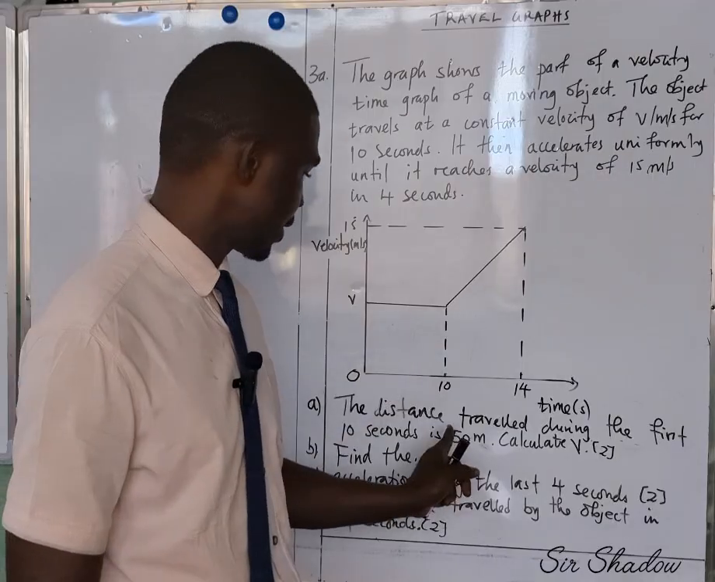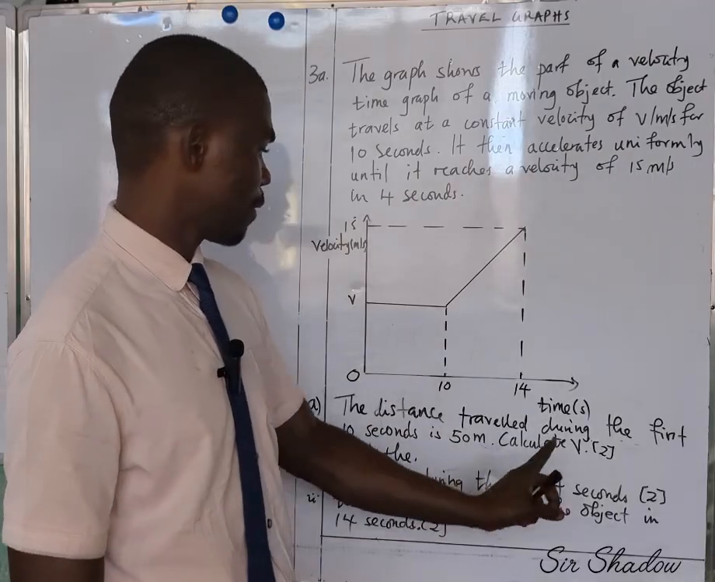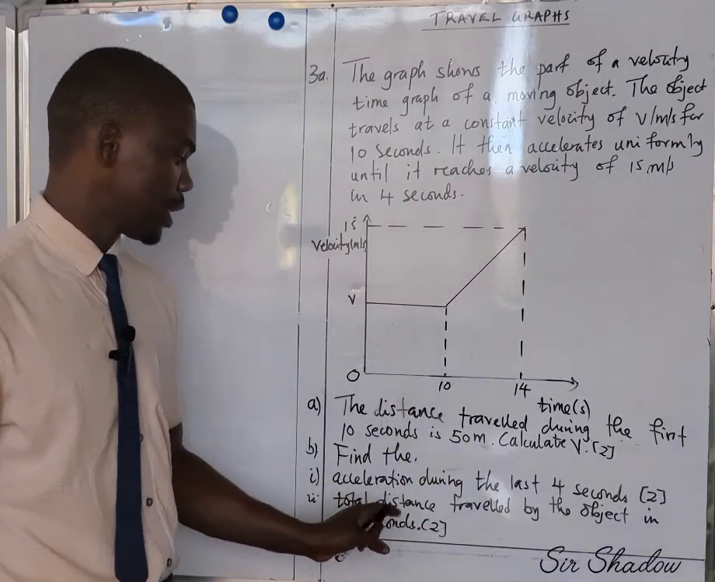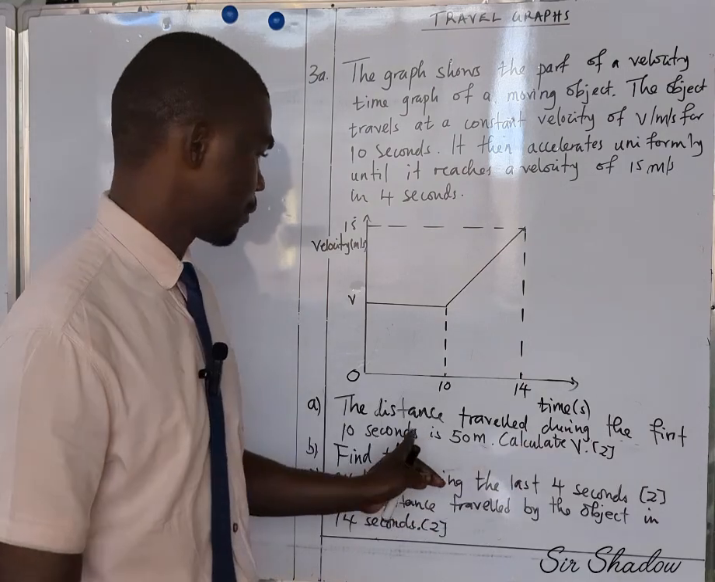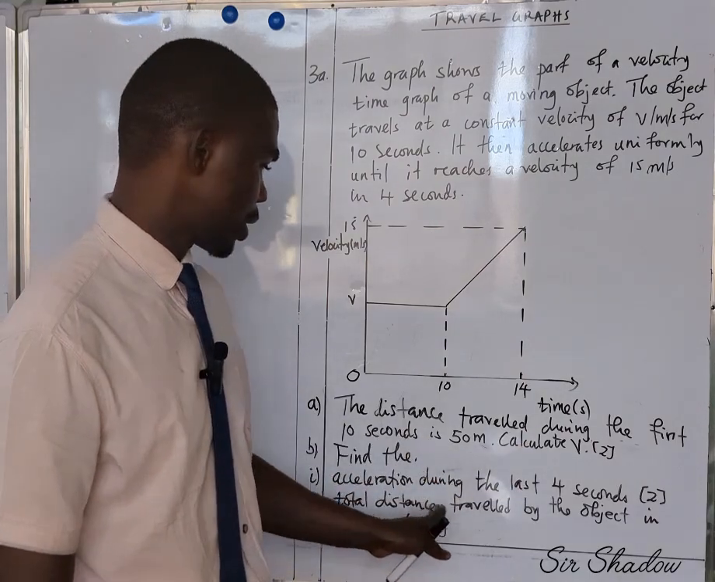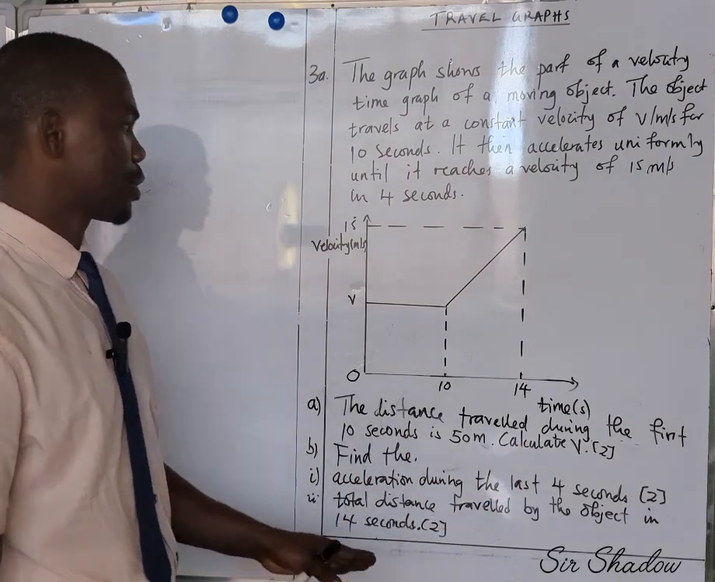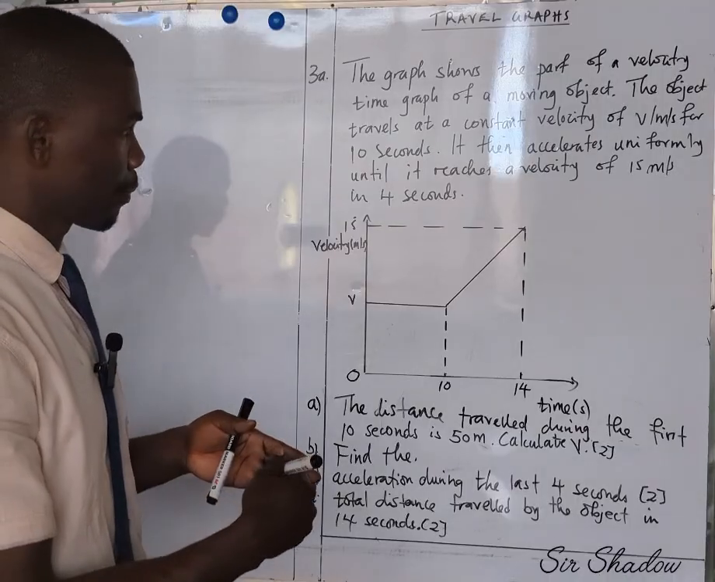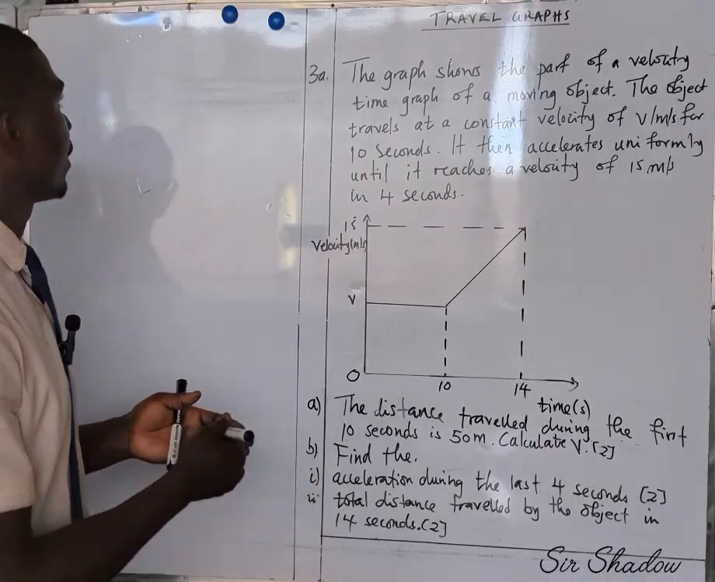Then you are asked the distance traveled during the first 10 seconds. The distance traveled within the first 10 seconds is 50 meters. Find the value of v. Find the acceleration during the last 4 seconds, and the total distance traveled by the object in 14 seconds. So let's move on to the solution, step by step.